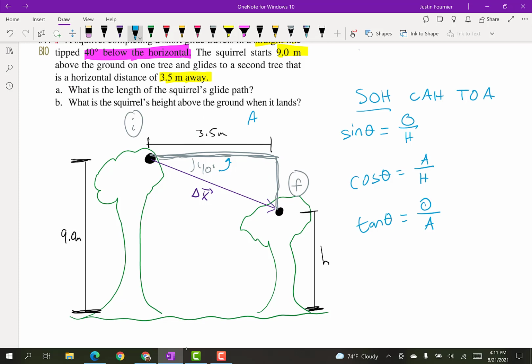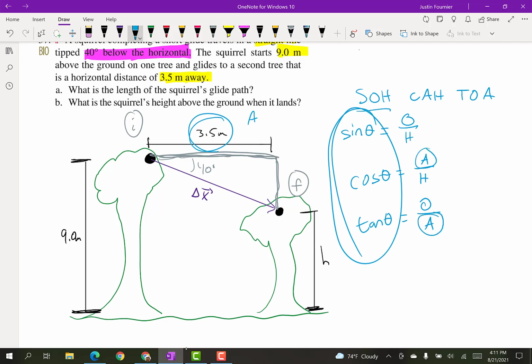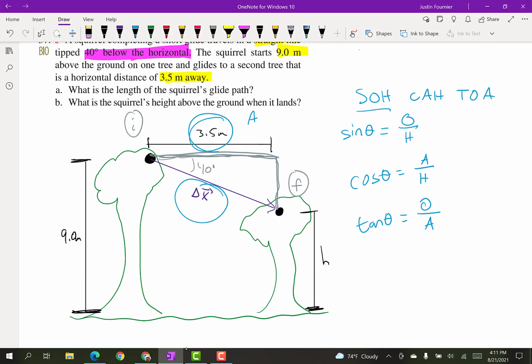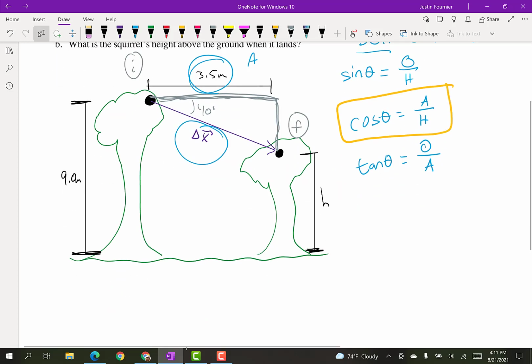So I'm looking for delta x, and I know my angle, so that means I know this side of the equation. I know my angle, and I know my adjacent side. And I'm looking for the hypotenuse. So if I know the cosine of my angle, and I know the adjacent, then cosine is going to be the best for me because I'm looking for the hypotenuse. So I'm going to use that to solve this problem.